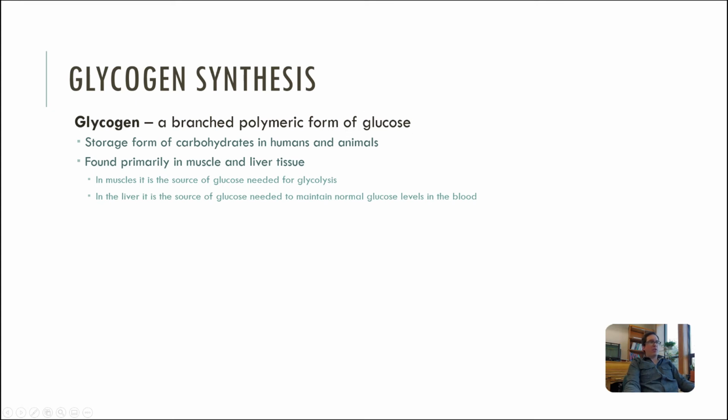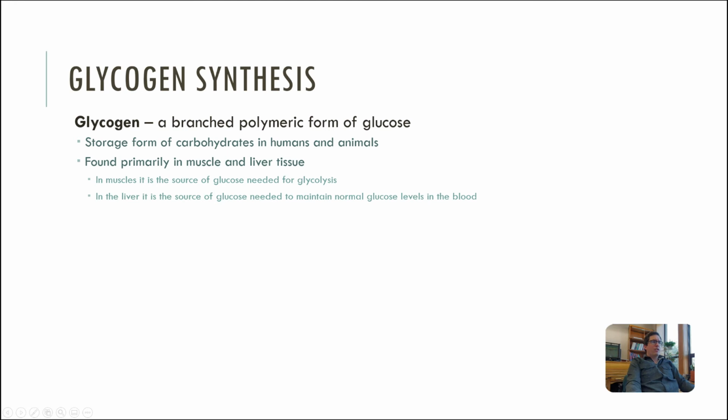Remember, we have cellulose and chitin, both of which are polymers of glucose, but those have different bond types. We have a beta-glycosidic link instead of an alpha-glycosidic link. Humans have problems breaking those. The other difference is glycogen is also branched, so it goes off in a bunch of different directions rather than just being a linear molecule. So this is how we store carbohydrates in human and animal tissue. And this is primarily done in the muscles and in the liver.